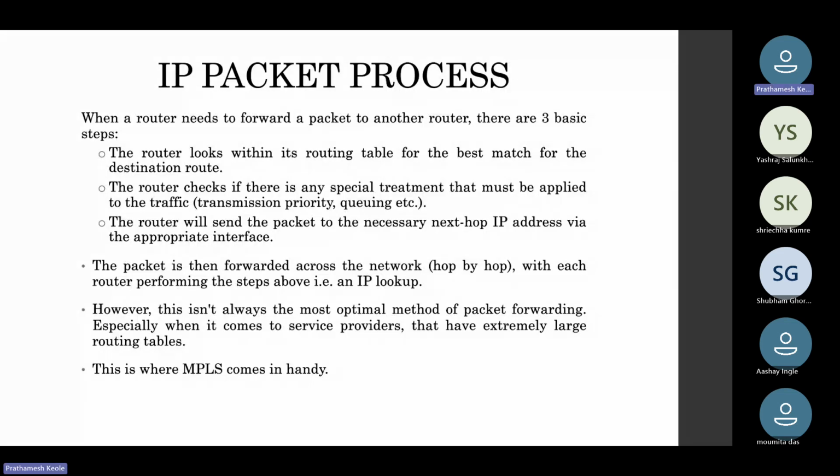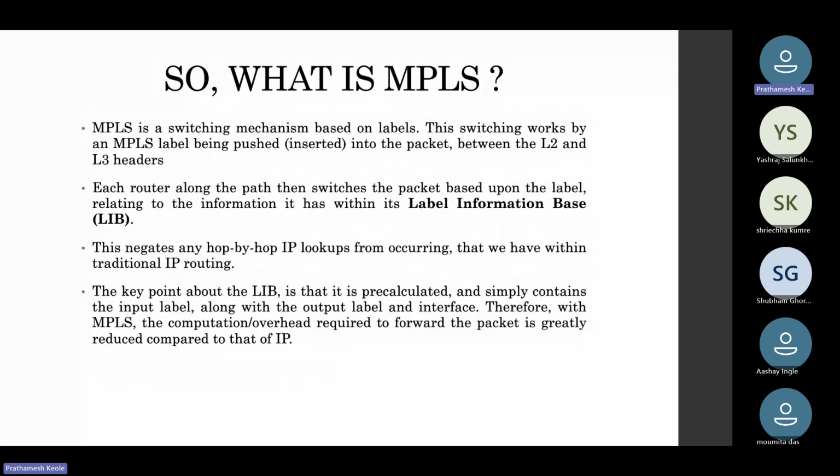So what is MPLS? MPLS is a switching mechanism which is based on labels. This switching works as the MPLS label being pushed or inserted into the packet between the layer 2 and layer 3 headers. So each router along the path then switches the packet based upon the label and the related information which is stored within the label information base.